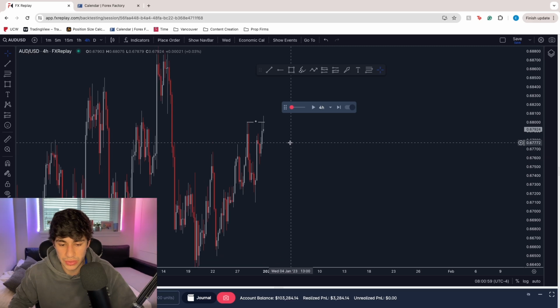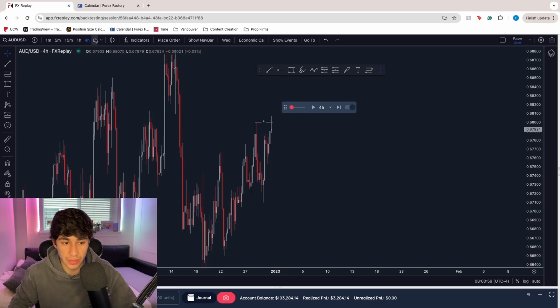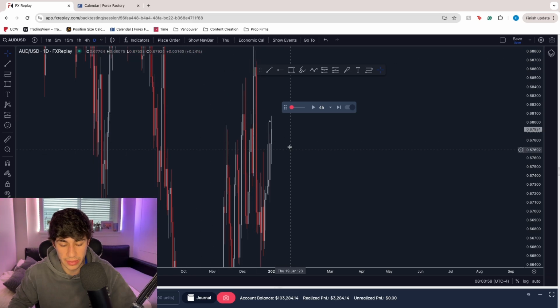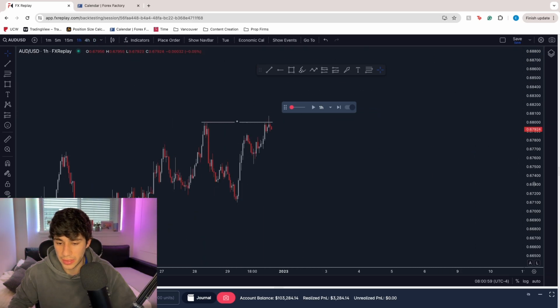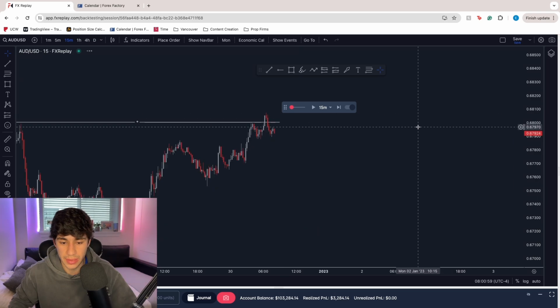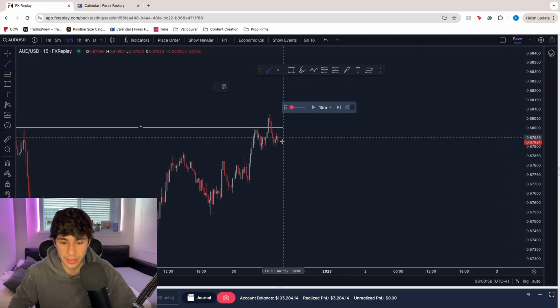So I would like to see, understanding that we are still in a fair value gap, right? But price is completely bullish, to be honest. I would like to see if there's maybe a possibility where price is able to break this low here and for us to look for some sales.